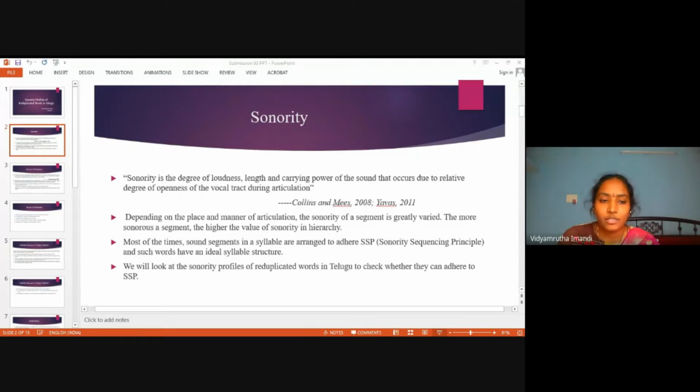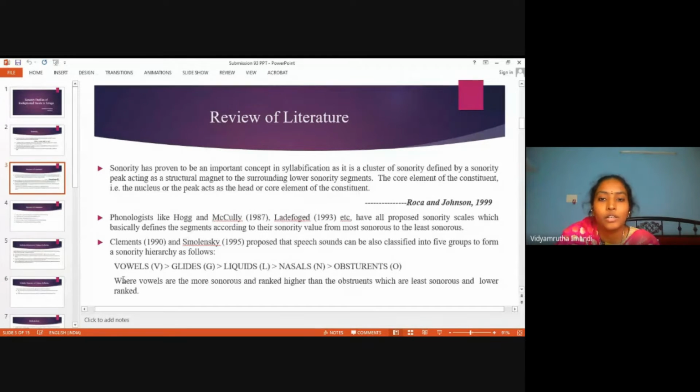Moving on to the review of literature, for this paper, I have looked at Roca and Johnson. Sonority has proven to be an important concept in syllabification, as a syllable is a cluster of sonority defined by a sonority peak. The basic concept is that the nucleus or the peak should have a higher sonority segment, and then the coda and the onset should have the declining, the lower segments compared to the nucleus. This has also been stated by Roca and Johnson in 1999.